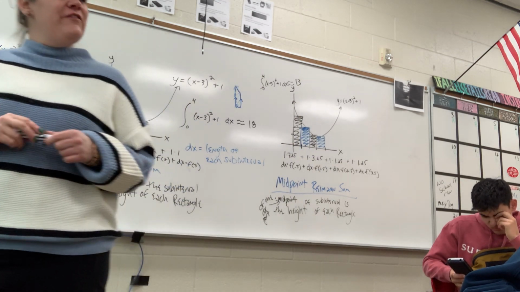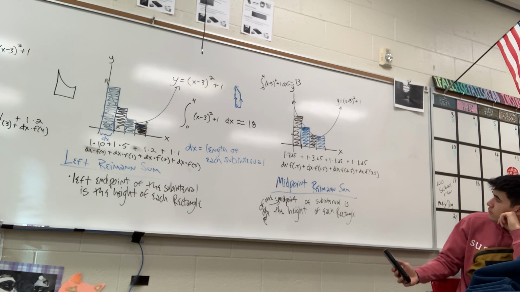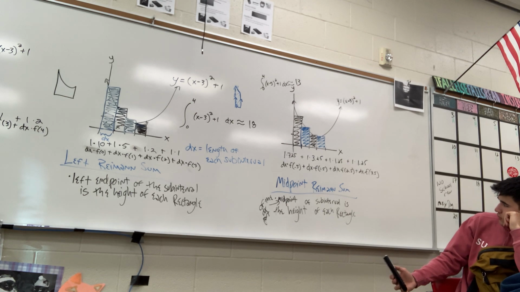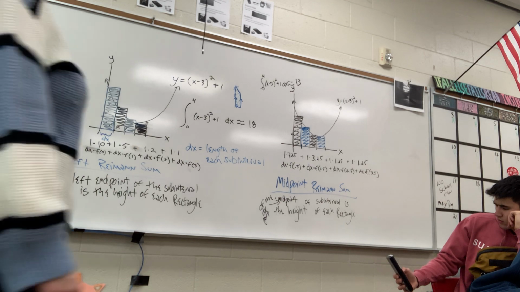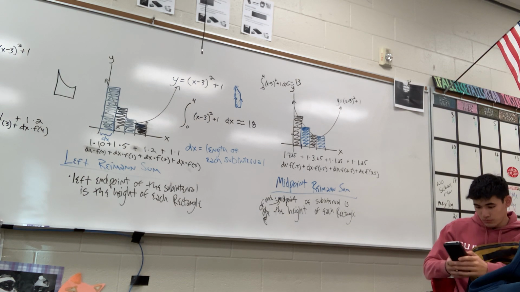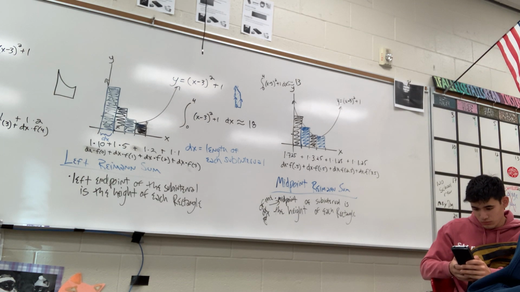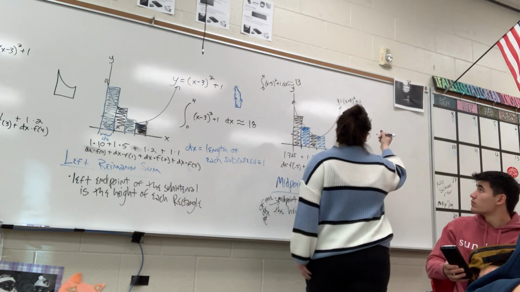Should we use our calculator to find the exact to see which estimate is closer? Math 9. I think it's math 9. Okay. I got it right. 13.333. What's the actual answer? 13 and a third? Yeah, it's 40 thirds.